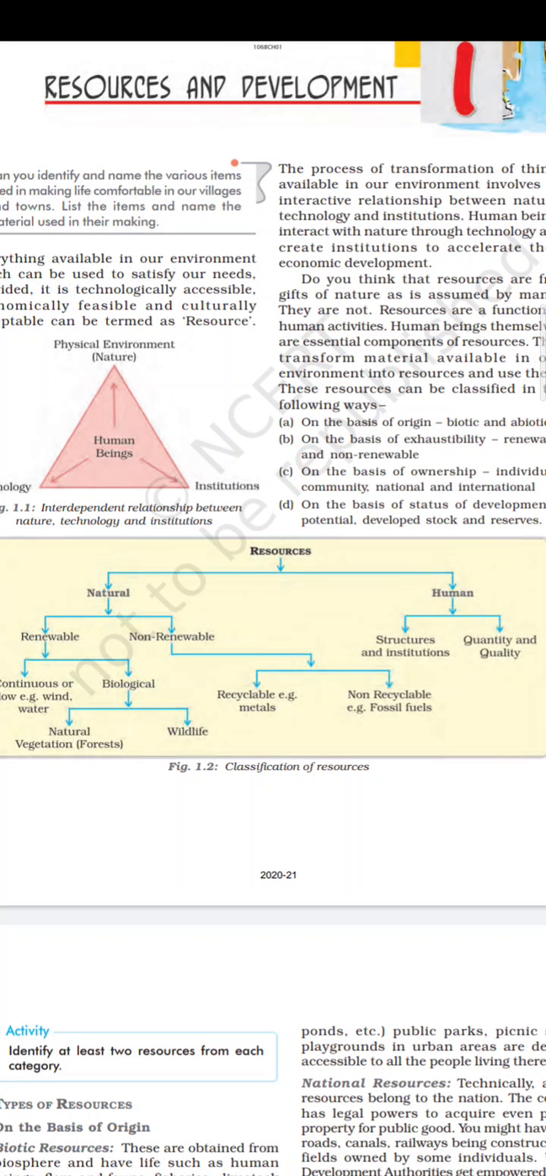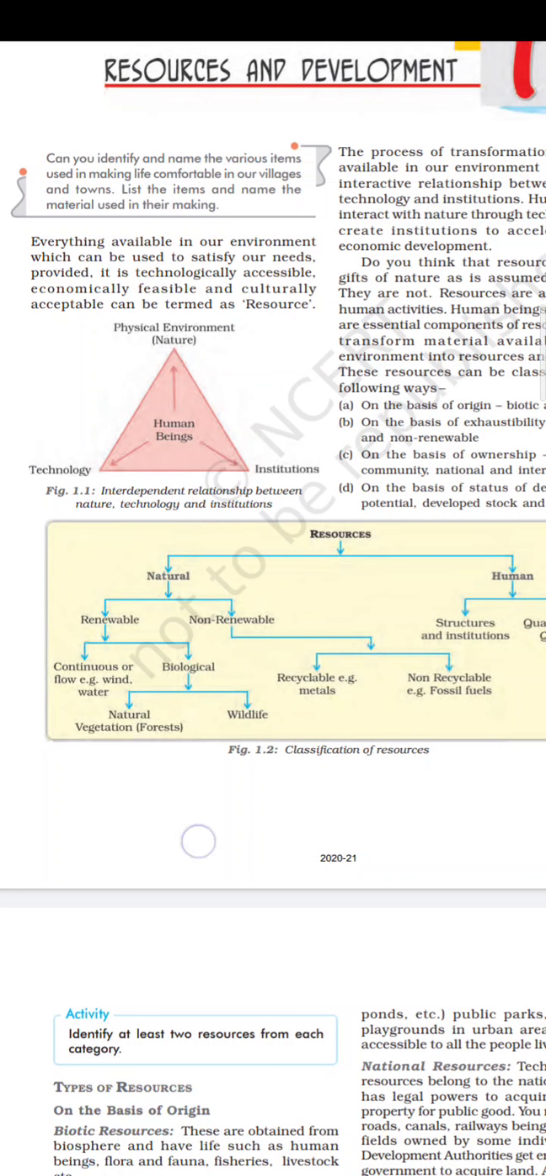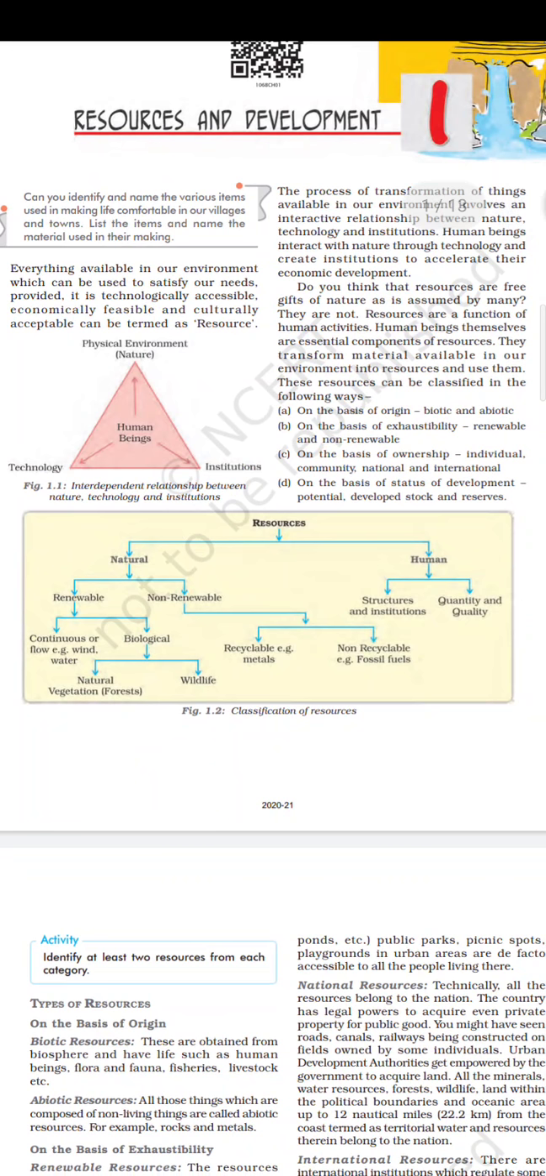Then after the definition, we come to our next topic, that is classification of resources. Resources can be classified in different ways, such as you can see in this flow chart, that resources are being classified as natural and human. Clear?